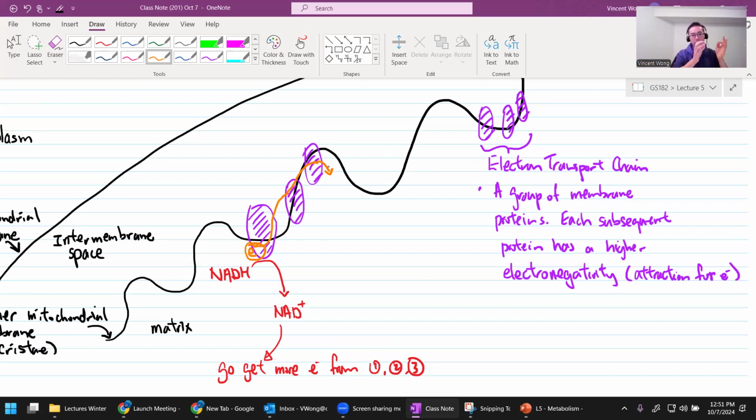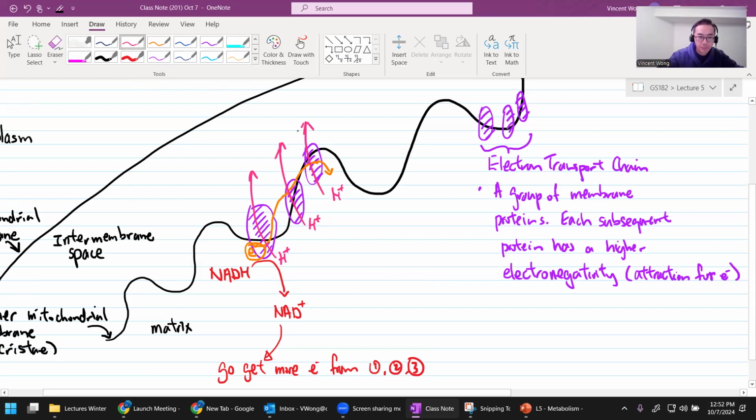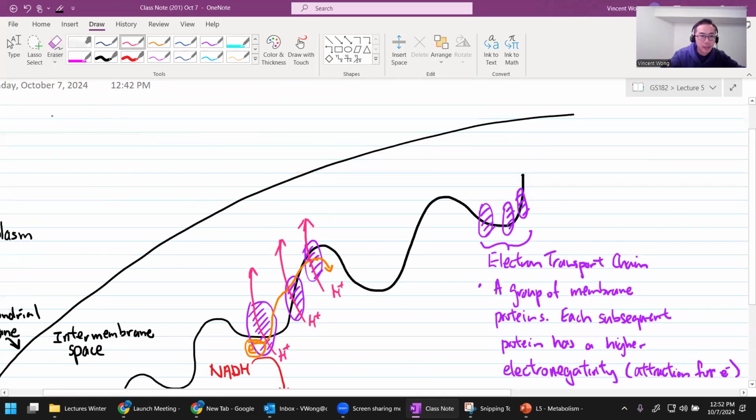Remember, these are high energy electrons. So as the electron is being passed down the ETC, the proteins, the orange ovals here, in the chain are actually going to use the electron's energy to pump hydrogen ions from the matrix into the intermembrane space. Okay, so we have hydrogen here. We're going to pump it over there. There's going to be another hydrogen here. It's going to get pumped over here, and then hydrogen, and then it's going to get pumped over there.